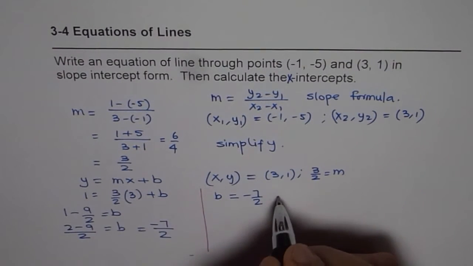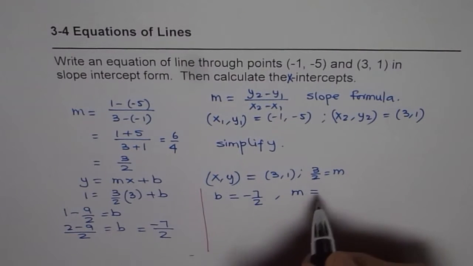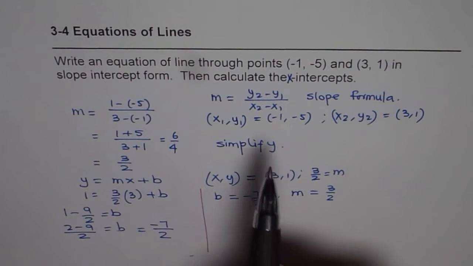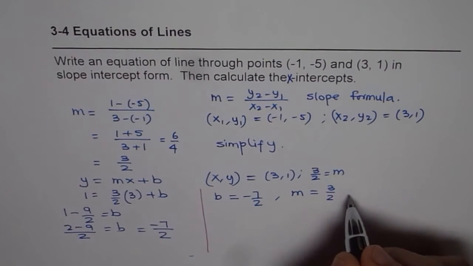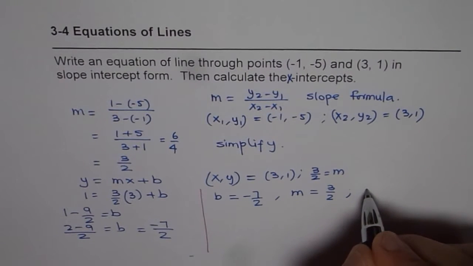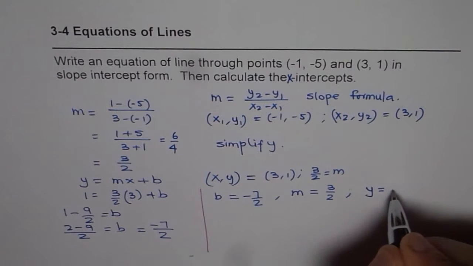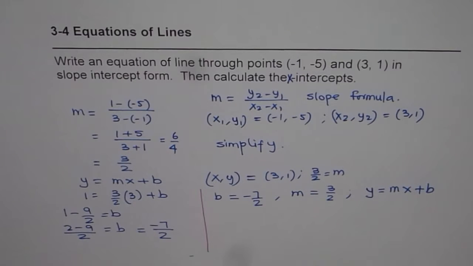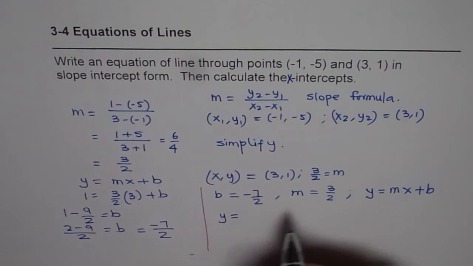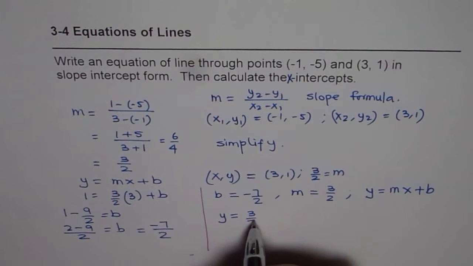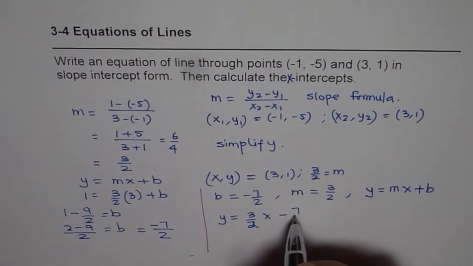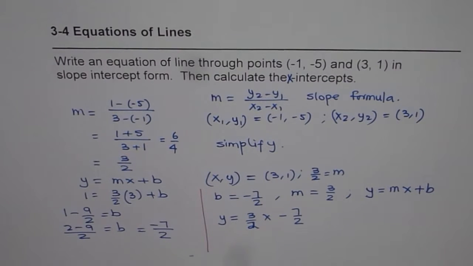We found slope m as equal to 3 over 2, right? And we know that slope-intercept form is y equals mx plus b, right? So that is slope-intercept form. Substituting the values, we get our equation y equals 3 over 2 x minus 7 over 2, right? So that is the equation.